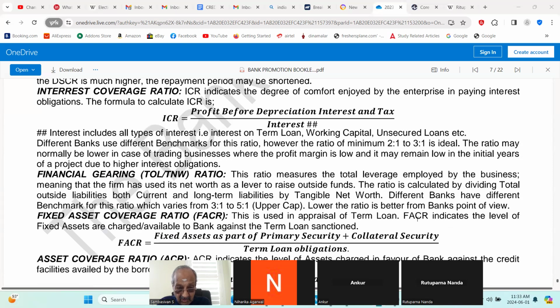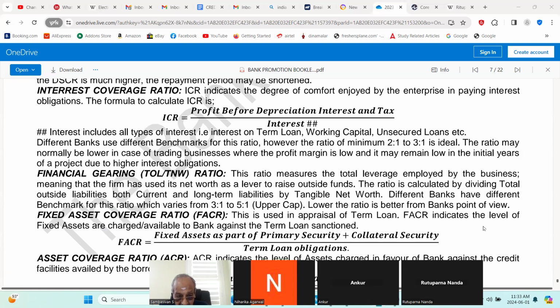Next is the financial gearing ratio. This ratio measures the total leverage employed by the business, meaning that the firm has used its net worth as a lever to raise outside funds. The ratio is calculated by dividing total outside liabilities, both current and long-term liabilities, by tangible net worth. Different banks have different benchmarks for this ratio, which varies from 3 to 1 to 5 to 1 upper cap. The lower the ratio, the better from the bank's point of view.